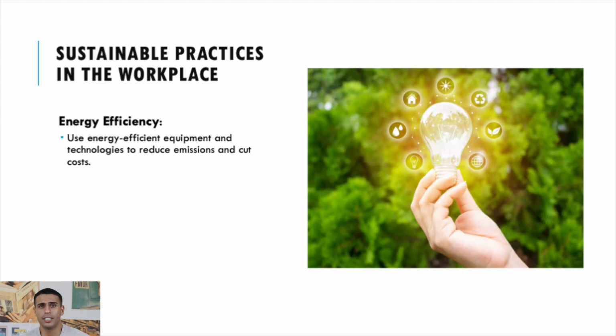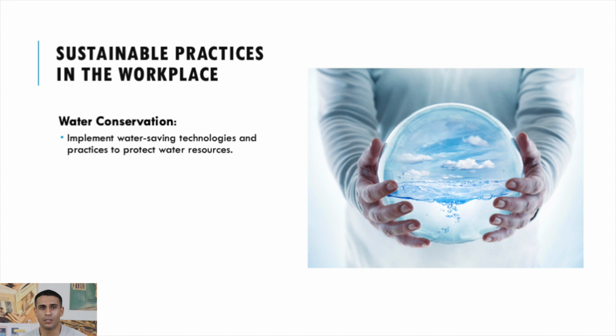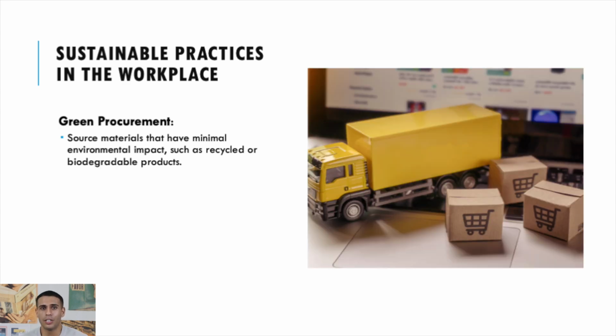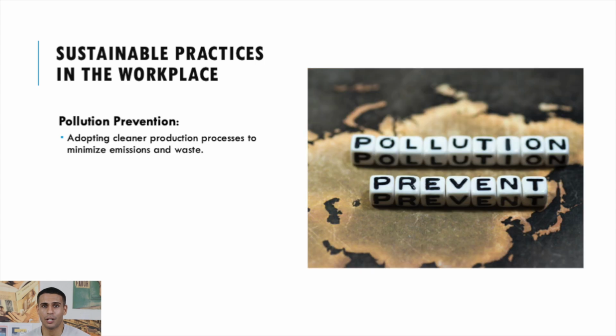2. Energy efficiency. Energy-efficient equipment and processes help reduce emissions and save on energy costs. 3. Water conservation. Industries can implement water-saving practices, like water recycling, to protect this vital resource. 4. Green procurement. Choosing eco-friendly, biodegradable, or recycled materials from suppliers with low environmental impact. 5. Pollution prevention. Cleaner production techniques minimize emissions and waste by optimizing production processes. These practices are the foundation for creating a more sustainable and environmentally responsible workplace.